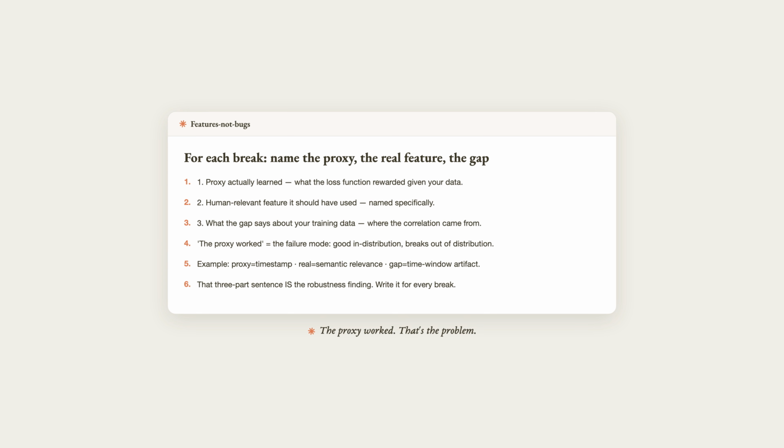The features not bugs framing is not about assigning blame. It is about naming the gap precisely enough to design a fix. If you removed the timestamp feature and accuracy barely moved, write: proxy used, timestamp; real feature, semantic relevance signal; gap, the correlation was an artifact of a specific time window and will break on data outside that window. That sentence is the robustness finding.